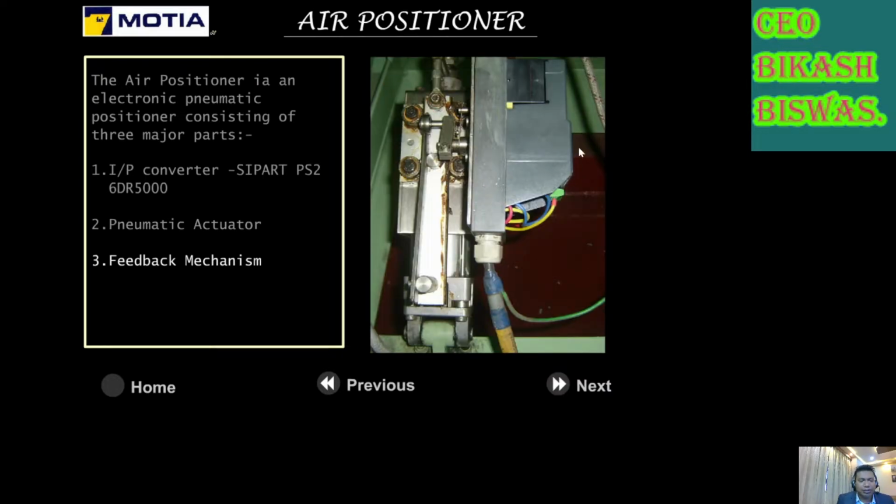Next is the feedback mechanism. On the backside of this Sipart IP positioner, there is a feedback mechanism. Basically, there is a linkage and there is a roller which is fitted on this inclined ramp plate. I will discuss this in detail.